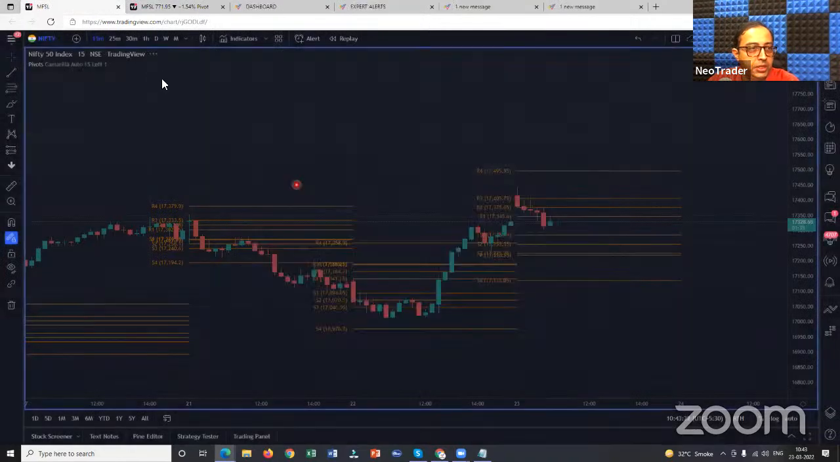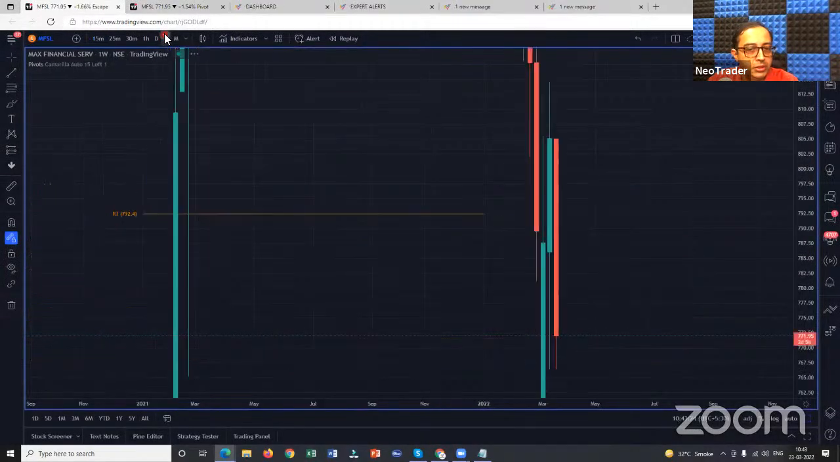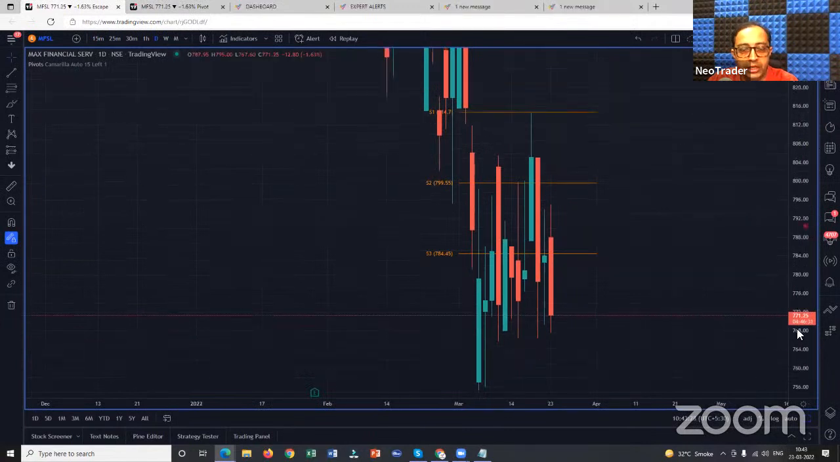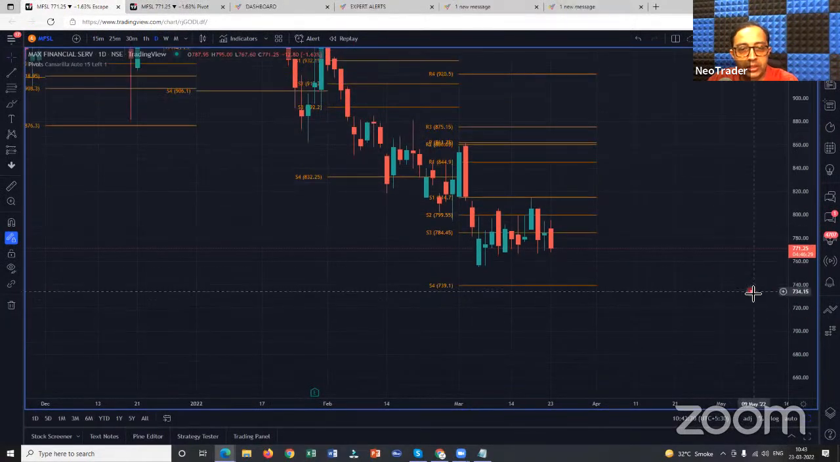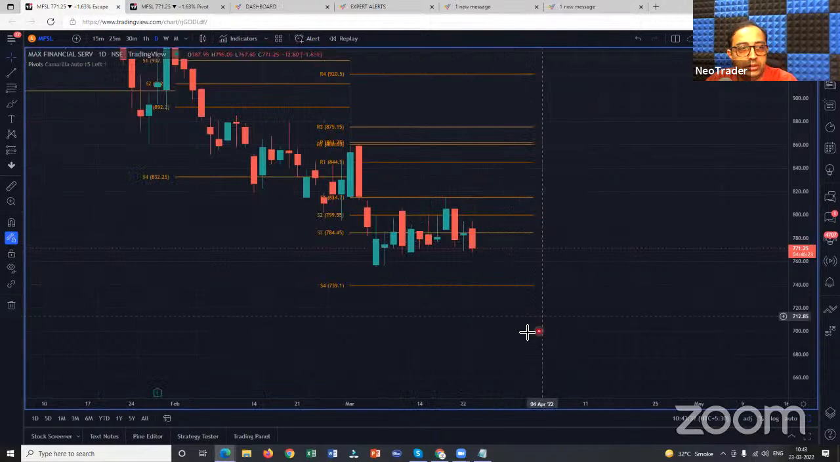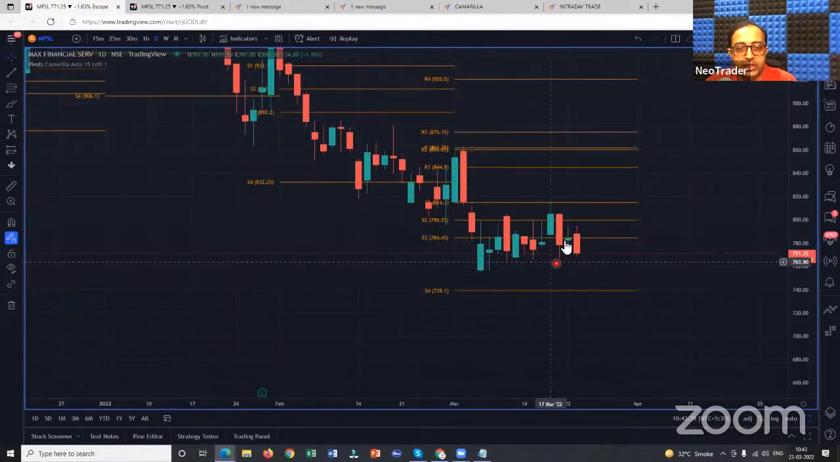Okay, let's put MFSL here, and you'll see here that if you put on the daily time frame, it is moving lower. So you can see here that there is a movement to the way down. These are the daily charts. The selling pressure is building up. So that is why it has been highlighted as a sell possibility.